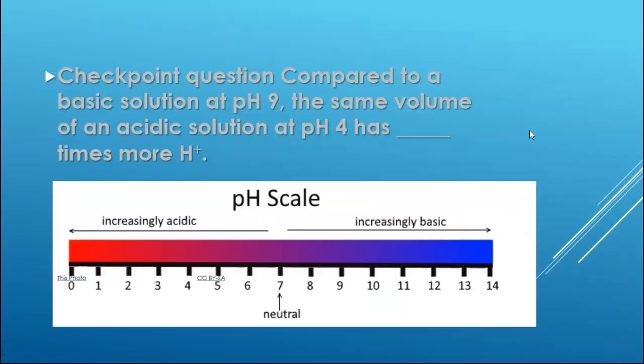All right, here's another question for you. Compared to a basic solution at pH 9, the same volume of an acidic solution at pH 4 has how many times more hydrogen ions? And you should have been able to figure out that that was about 100,000 times more. A lot more ions at pH 4 than you have at pH 9.